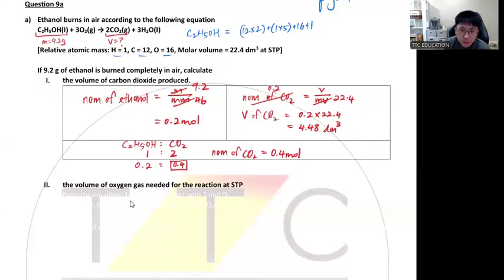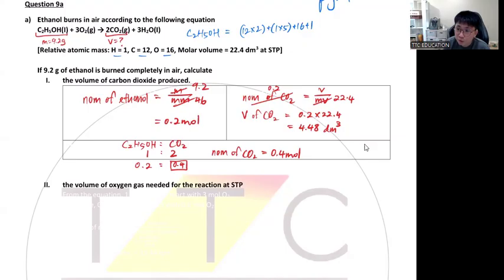Okay, the volume of oxygen gas needed for the reaction at STP. So guys, the question changed to find the volume of oxygen instead of finding the volume of carbon dioxide. Now find the volume of oxygen. Do we need to redo the whole thing? Guys, actually no need to redo the whole thing, because step 1 is to find the mole of ethanol. That is found. So you just have to redo.